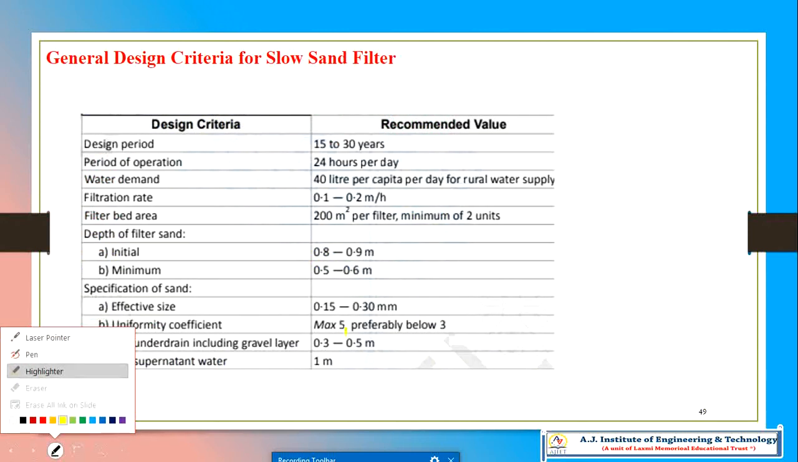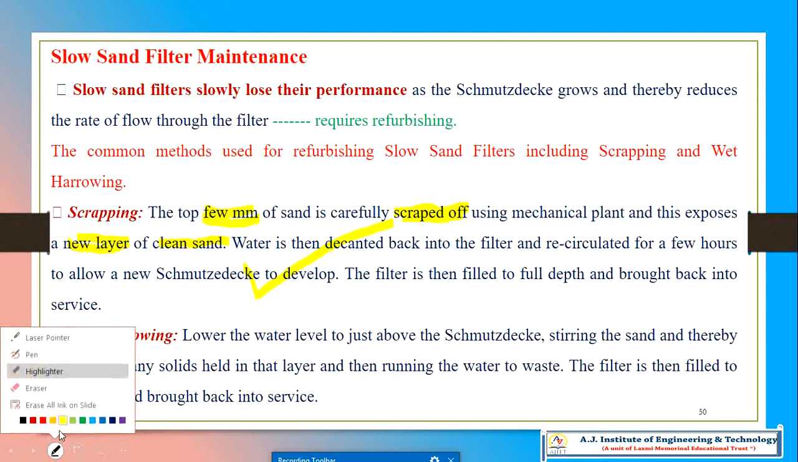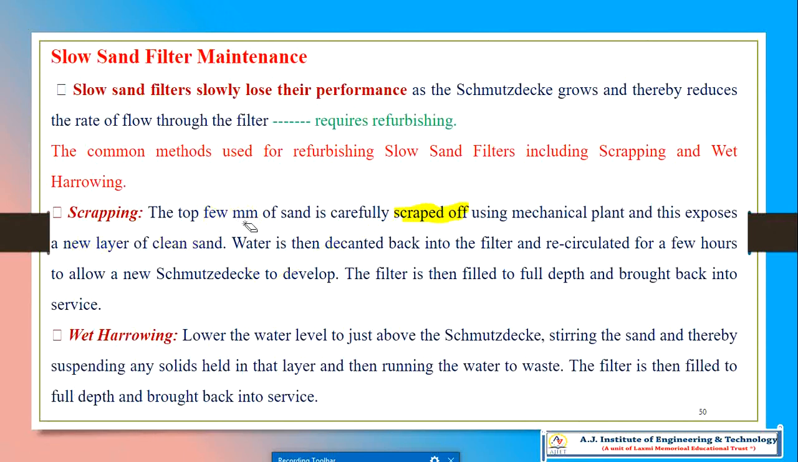Clear? So here we are going to another one, that is wet harrowing. Wet harrowing is nothing but lowering the water level to just above the Chemist deck, stirring the sand and thereby spreading any solid held on the layer, then running the water to waste.